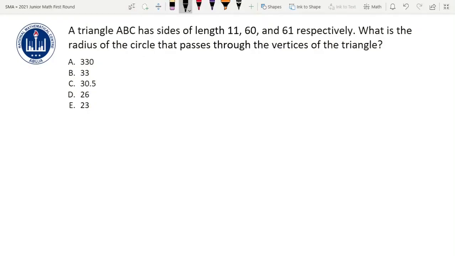In this video, we're going to solve question 25 of the 2021 Junior Mathematics Olympiad first round. We're told that we have a triangle ABC with side lengths 11, 60, and 61. And we're asked to find the radius of the circle that passes through the three vertices of this triangle. So, in essence, we're asked to find the second radius of this triangle.